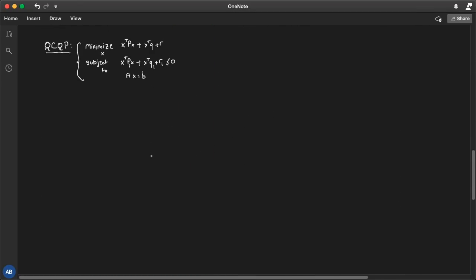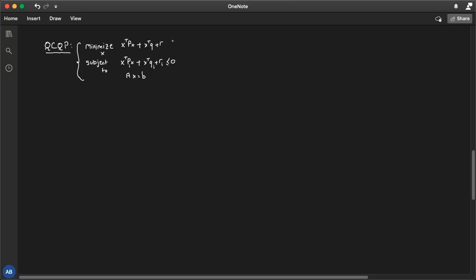So what we're going to do here is simply convert a QCQP into an SOCP. This could always be done, but you cannot go the other way around. That is, you cannot always go from an SOCP to a QCQP. So SOCP is more general, right? So how do we do that? How do we go from a QCQP to an SOCP?